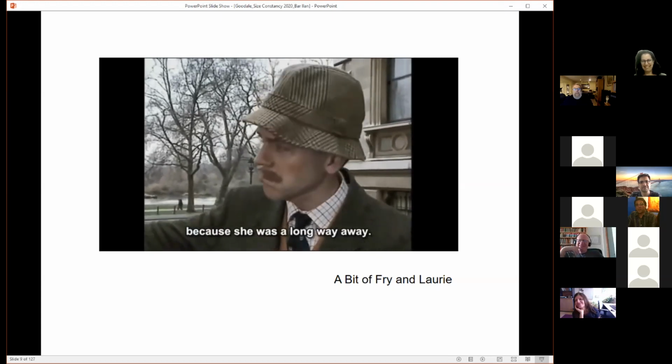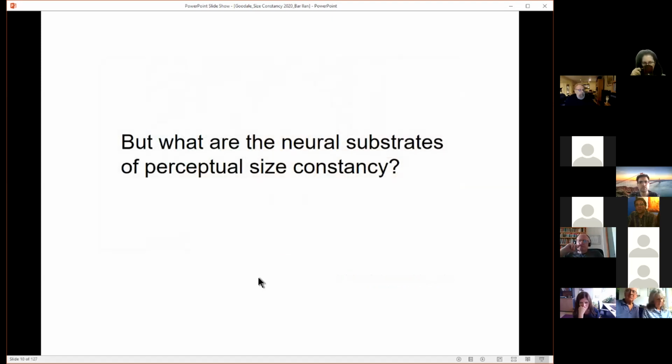Right. So I think that captures much of what I've been talking about, that clearly as images vary in size on a retina as a function of the viewing distance, it doesn't matter because we still see objects as being the size they should be in the real world. So, of course, naturally that raises a question: what are the neural substrates of perceptual size constancy?